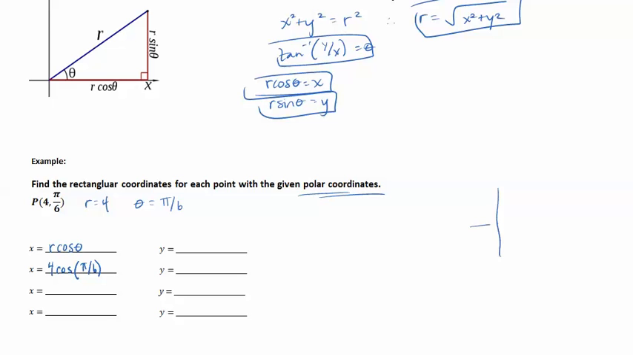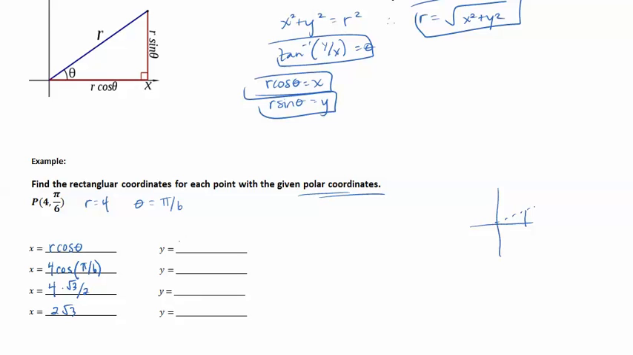Where is that? Let's look at our unit circle. That's here. That's where we have our biggest drop down, right? So that means we have really 4 times rad 3 over 2. And this would just end up becoming 2 rad 3. That's our x value. Now let's look at sine.